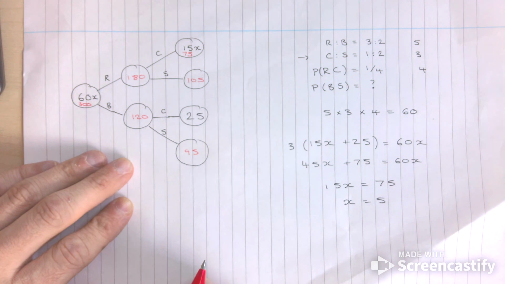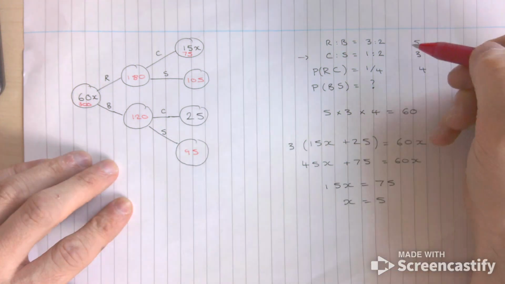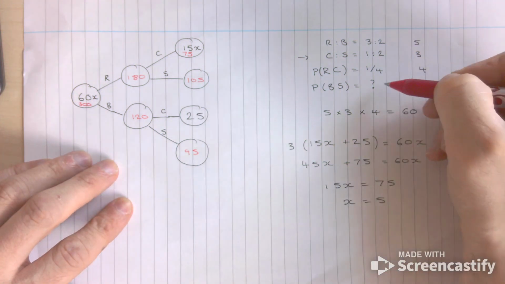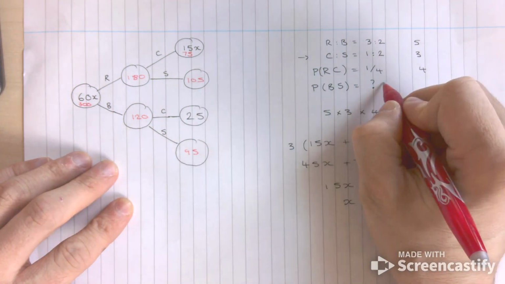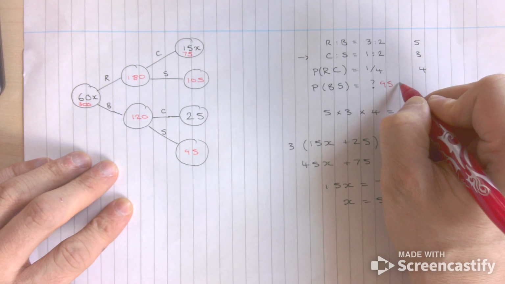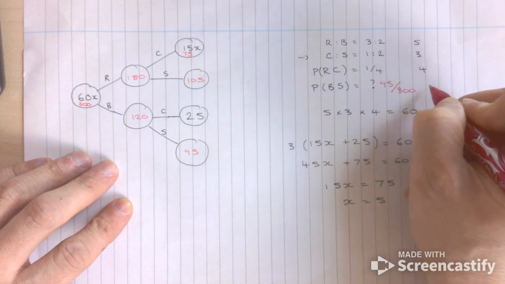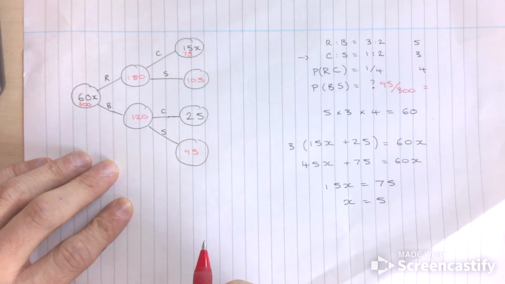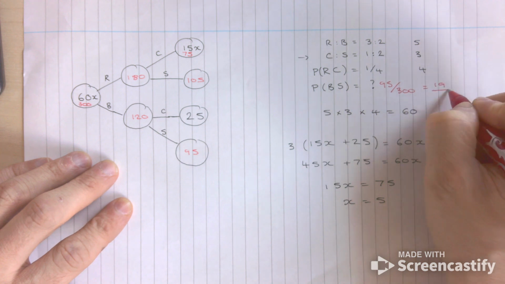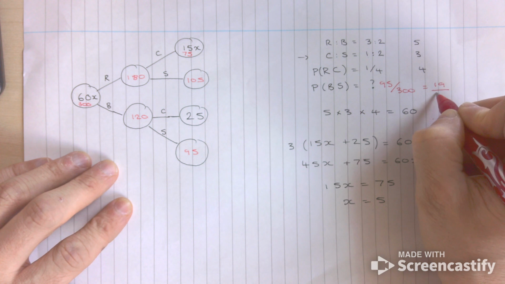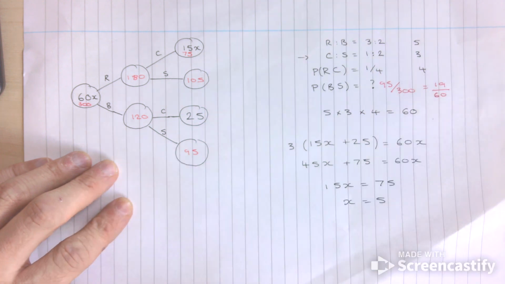And if you wanted, I guess you could check that the... oh, sorry, we've not answered the final question. Blue squares, so blue squares, 95 out of 300, which you could then simplify to 19 over 60. That's the final answer.